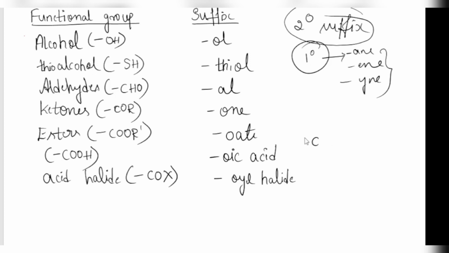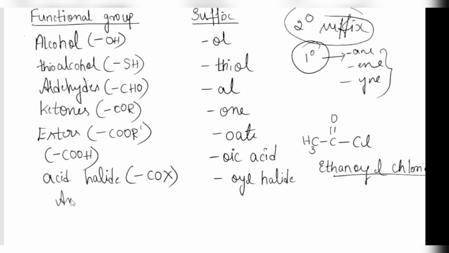I will give an example for this. Suppose CH3 C double bond O Cl is there. In general we call it acetyl chloride, but according to IUPAC we can name it ethanoyl chloride. Eth means two carbon atoms are there, that's why ethanoyl, NOYL, ethanoyl chloride. We will call it by this name. Then I will discuss lots of examples.